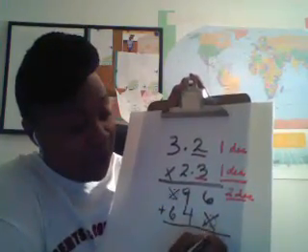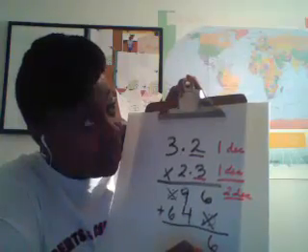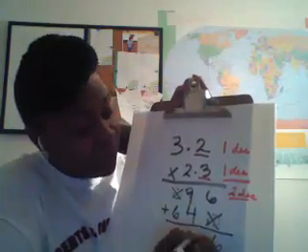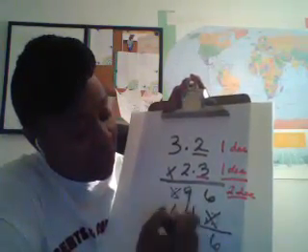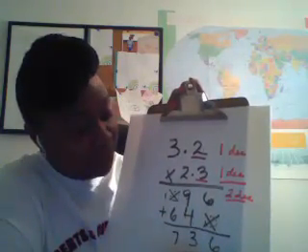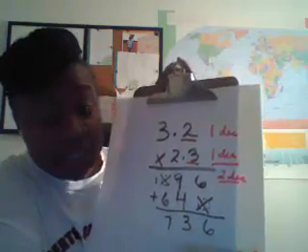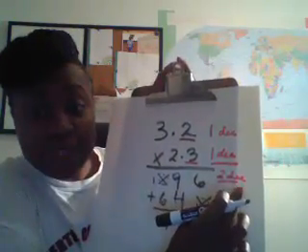6 plus 0 is 6. 9 plus 4 is 13. Carry the 1. 6 plus 1 is 7. Now, my answer is not 736 because I still have to put my decimal place in.